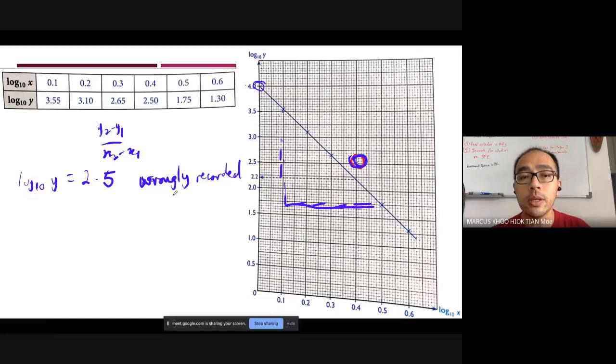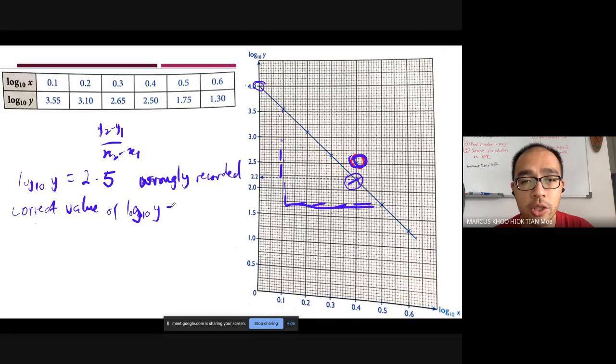Okay, so if this is wrongly recorded, which means that we have to find the value on this graph over here. This is the correct value. The x is the correct value, the y is the wrong one. Okay, so according to this it is 2.2. Okay, the correct value of log 10y should be 2.2.